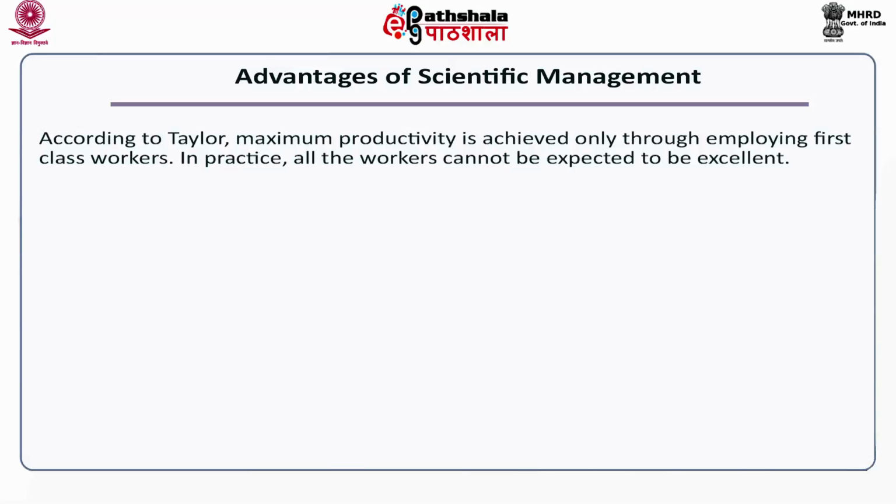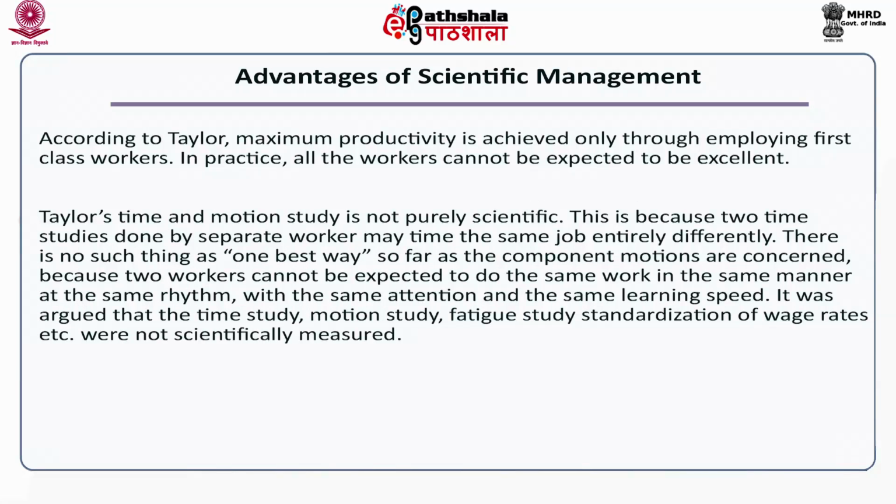In practice, all the workers cannot be expected to be excellent. Taylor's time and motion study is not purely scientific. This is because two time studies done by separate workers may time the same job entirely differently. There is no such thing as one best way so far as the component motions are concerned, because two workers cannot be expected to do the same work in the same manner, at the same rhythm, with the same attention and the same learning speed.